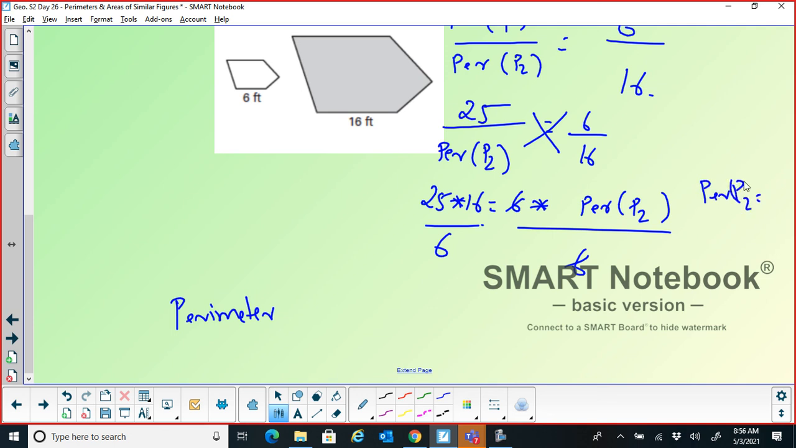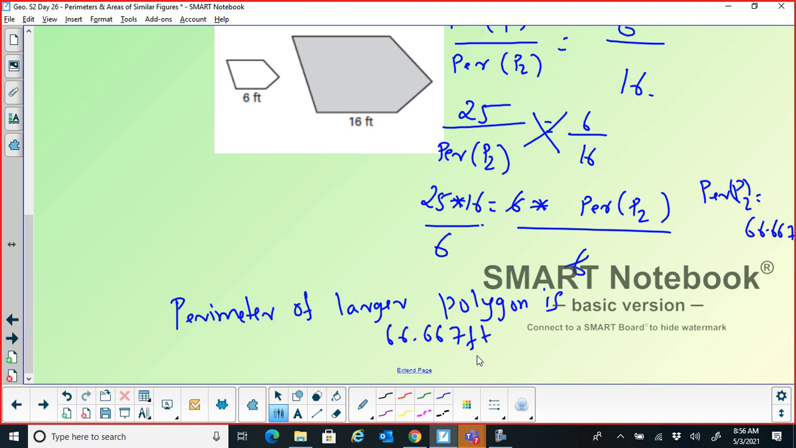So the perimeter of this larger polygon, P2, is 66.667. The perimeter of the larger polygon is 66.667 feet. The given units are feet, so use that. Let's move on to the next slide.